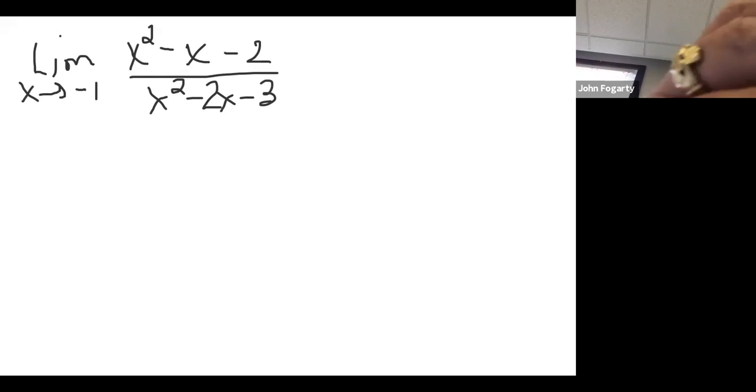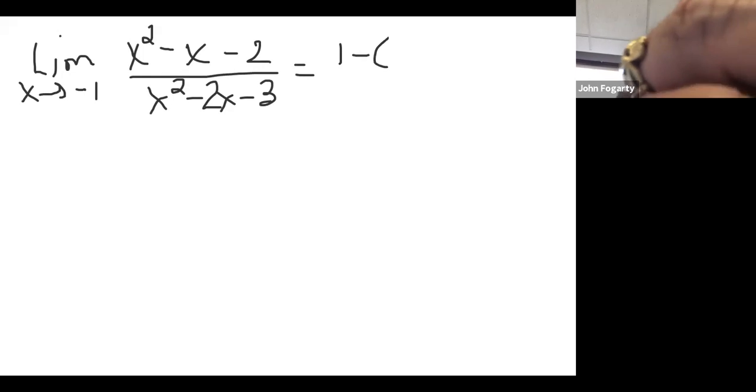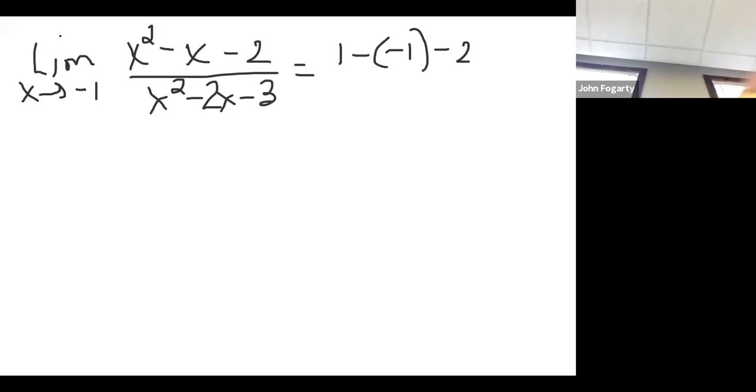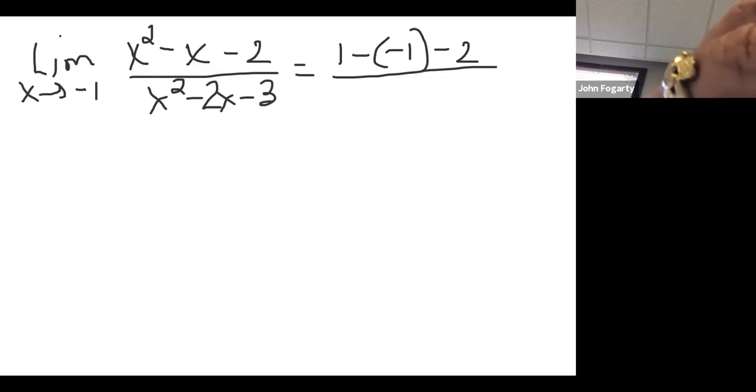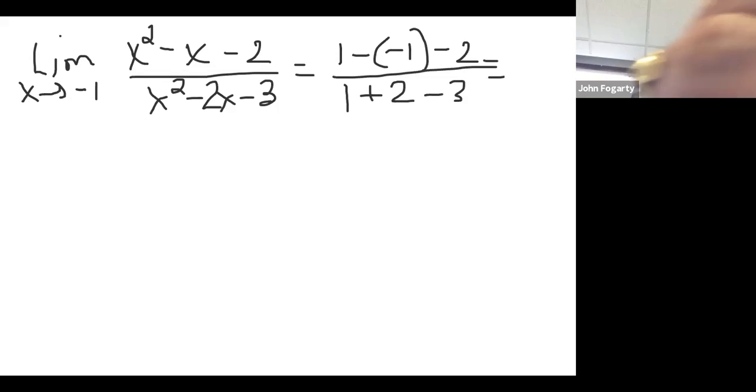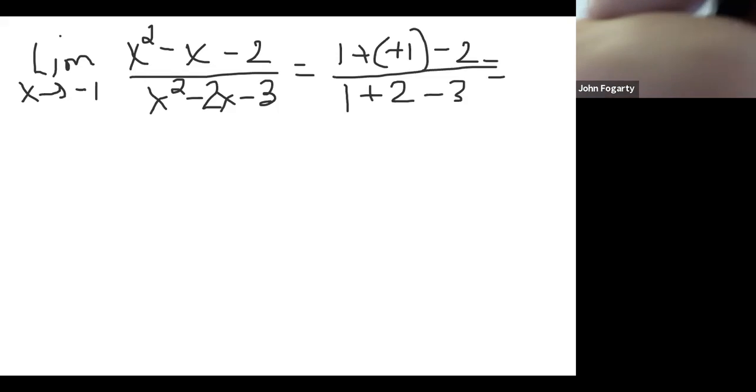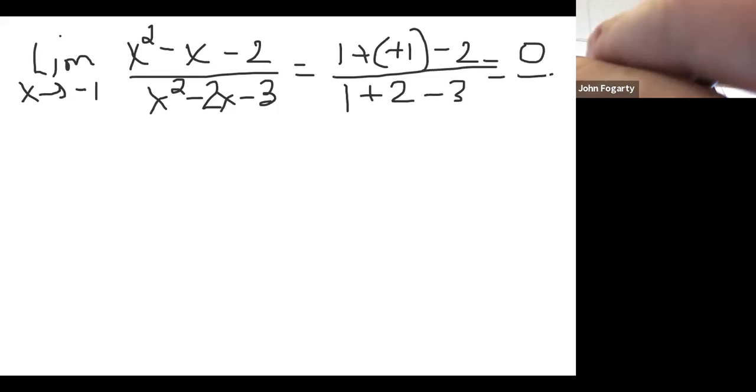If I directly substitute -1, I got -1 squared is 1 minus a -1 minus 2. All of that over -1 squared is 1, -1 times -2 is +2, minus 3. Well, if I do this up top, 1 plus 1 is 2, minus 2 is 0. 1 plus 2 is 3, minus 3 is 0, right?